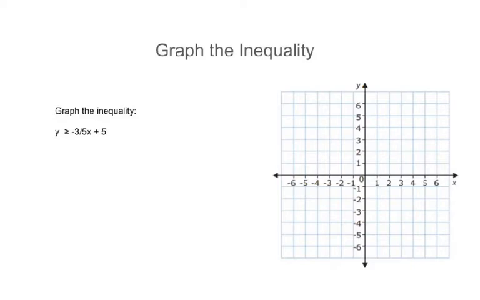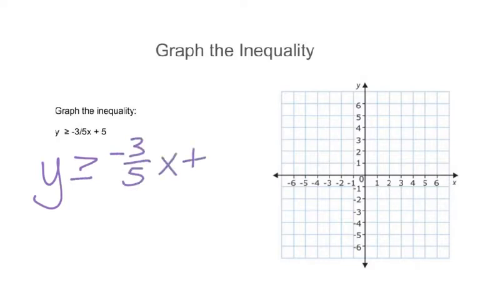Okay, here is another example. y is greater than or equal to negative 3/5 x plus 5. Again, we begin on our y line. Our y-intercept is 5. Our slope is negative. That means our line needs to be going downhill.